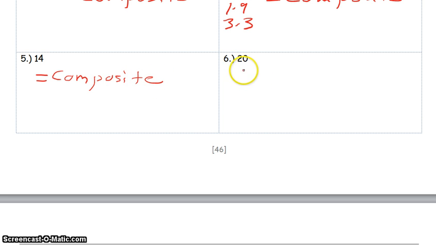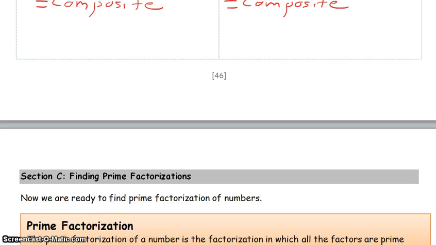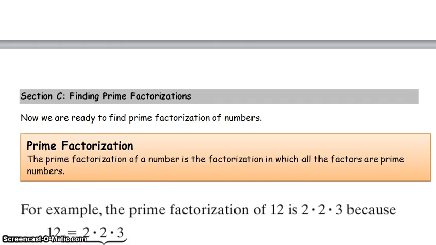Now we look here at number 6. It's an even number greater than 2. So that is also composite. Now we scroll down here to section C.